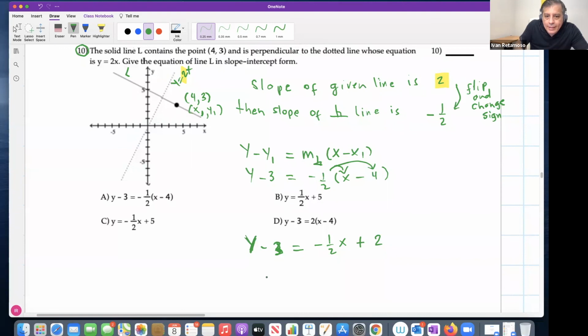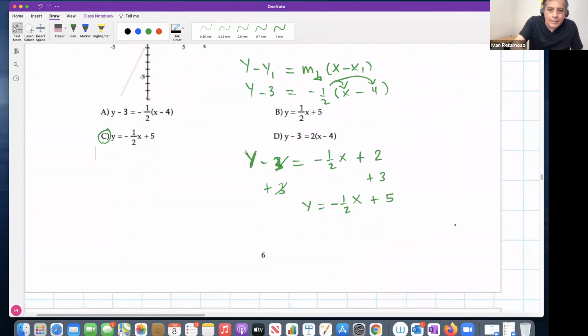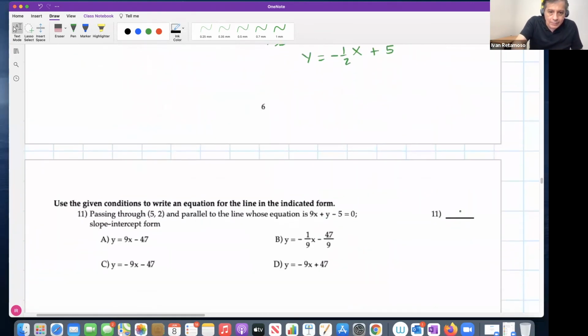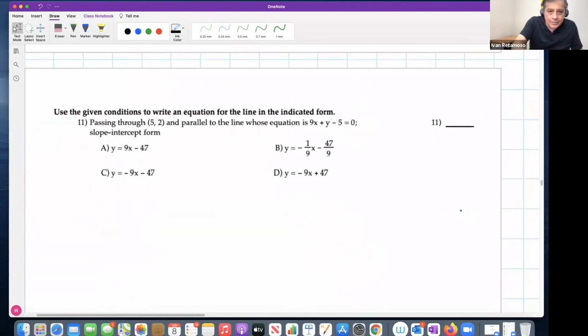And then here, adding 3 to both sides, we get that y is equal to negative 1/2 x plus 5, which is here. Excellent, guys. Somehow we got lucky. The fractions did not appear there, right? But you know what to do if they do. Great.